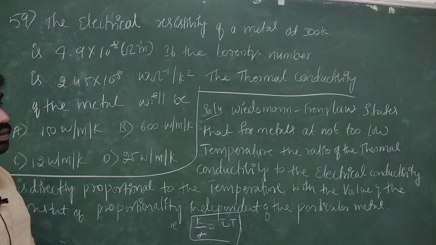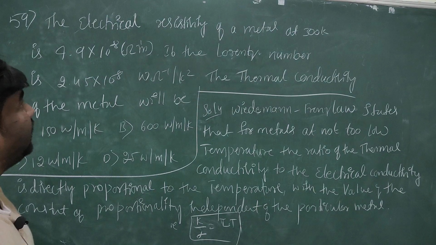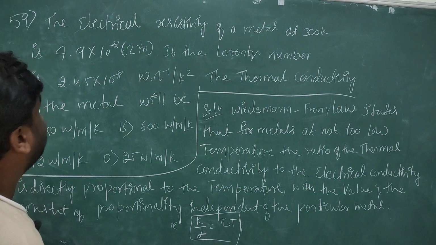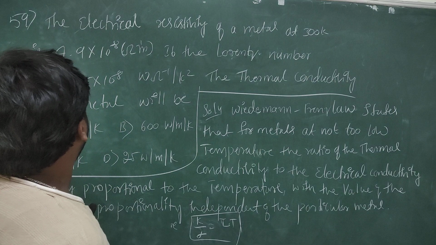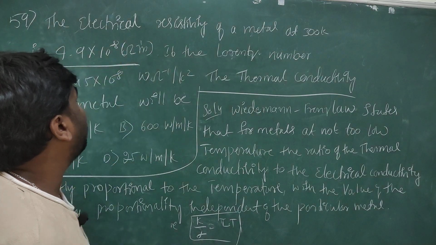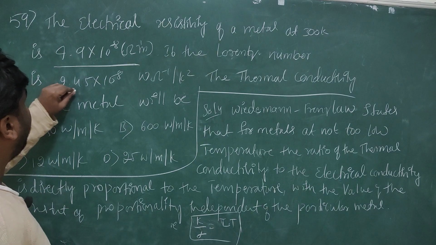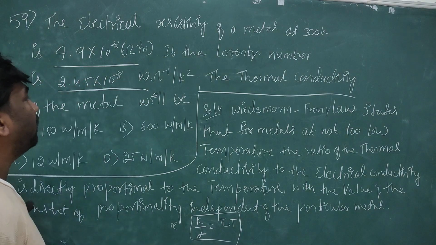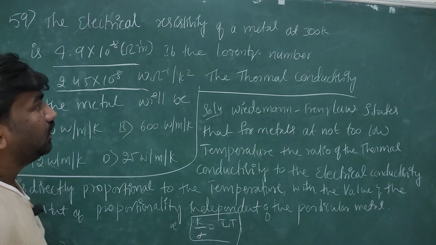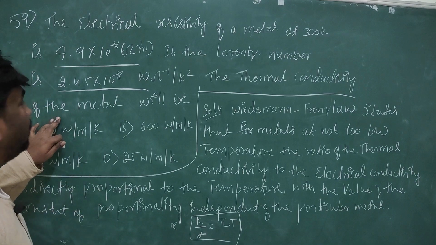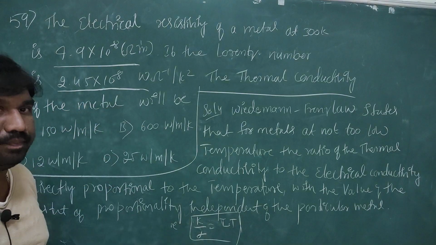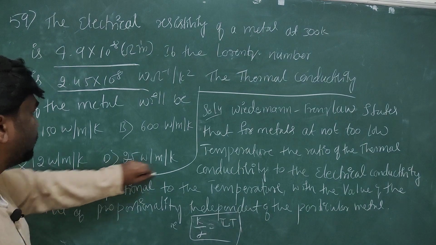This is question number 59. The electrical resistivity of a metal at 300 Kelvin is 4.9 into 10 to the power of minus 8. If the Lorentz number is 2.45 into 10 to the power of minus 8, the thermal conductivity of the metal will be, these are the given options.